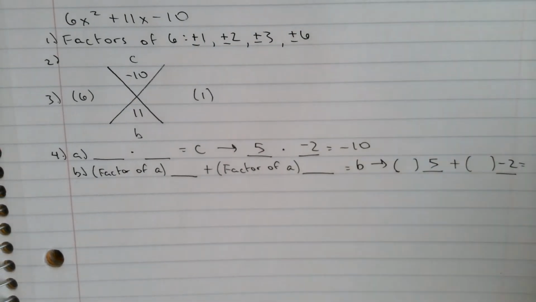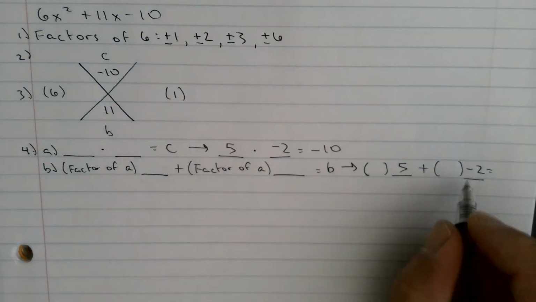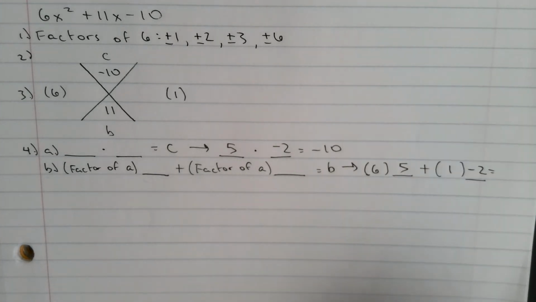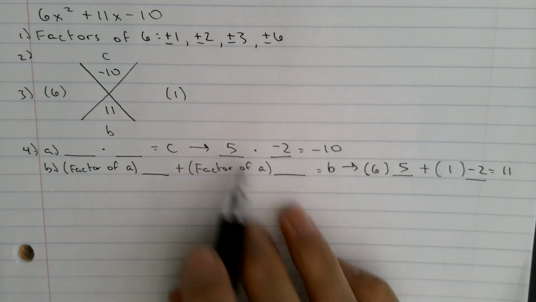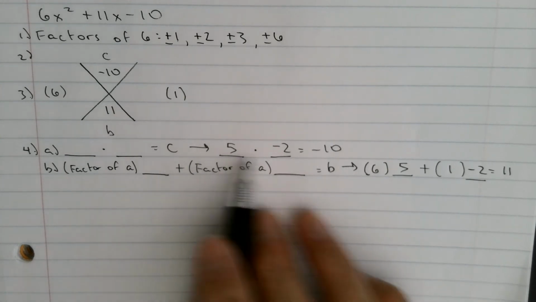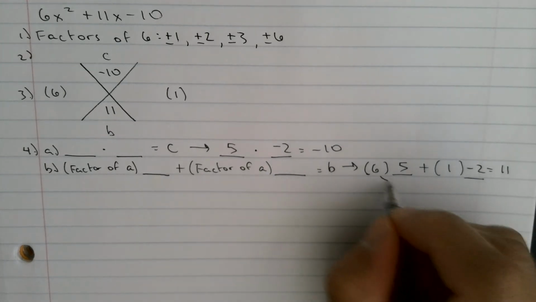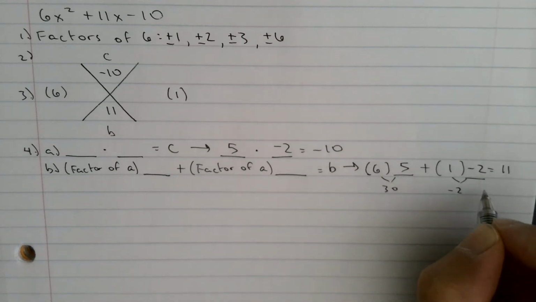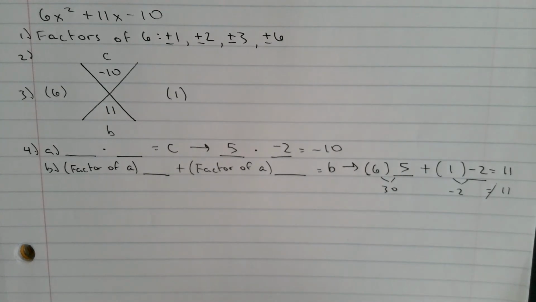So as we do that, I'm going to plug in 5 and negative 2. Now I need to plug in what I chose so far, 6 and 1, and see if that gets me the B value, which was 11. All right. Now the top criteria works because 5 times negative 2 is negative 10. But if I do 6 times 5, that gets me 30, and 1 times negative 2 is negative 2. That does not equal 11. 30 minus 2 is 28. So this doesn't seem to work.